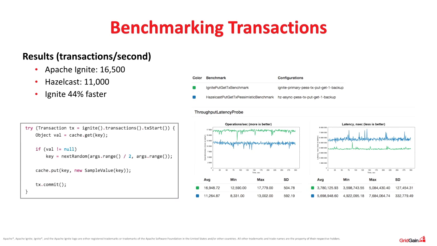Here's the code that we executed. Essentially, you start a transaction, then you do a get, then you do an update or put, and then you commit the transaction. If it fails, then you roll back the transaction. So this piece of code now executes as one unit. It has full ACID properties, and it will actually complete as a whole or fail as a whole. And this is the performance we got: about 16.5 thousand transactions per second on Ignite, and about 11,000 transactions per second on Hazelcast.